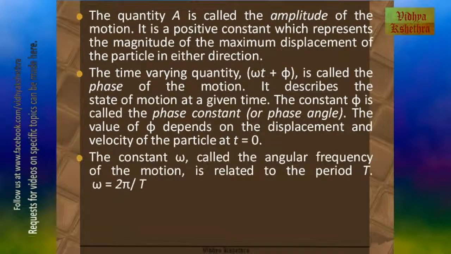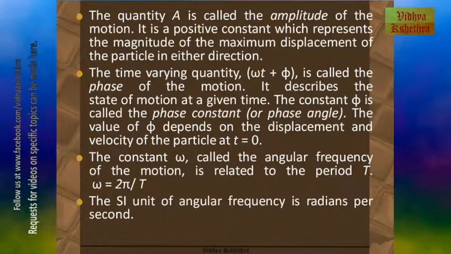Now the constant omega is called the angular frequency of motion and is related to the time period T. And the relation is omega is equal to 2 pi by T. The SI unit of angular frequency is radians per second.